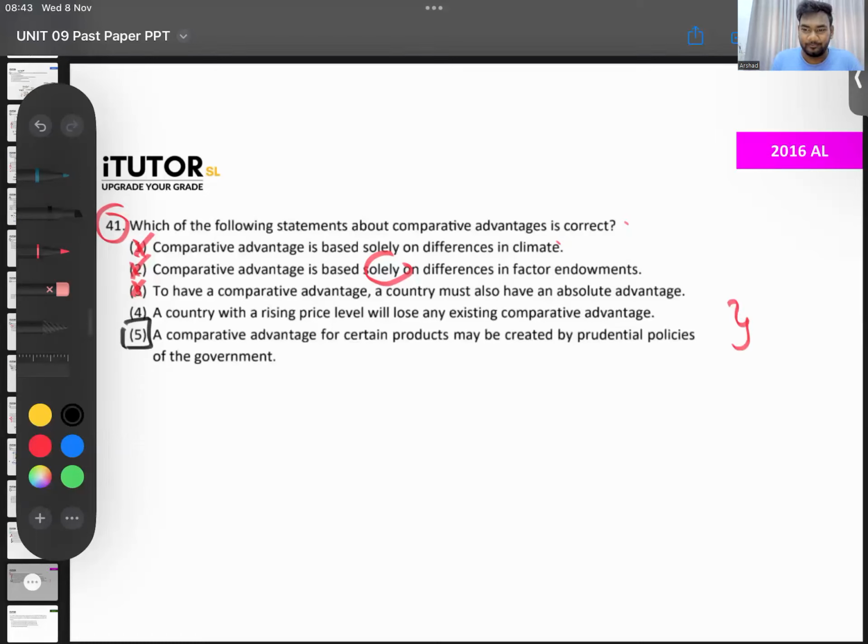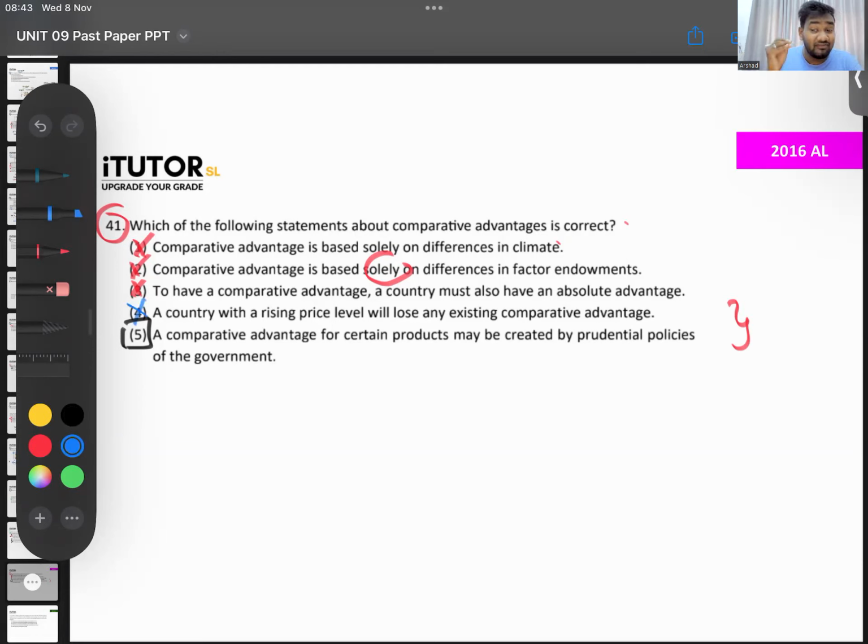Then why is 4 wrong? A country with a rising price level will lose any existing comparative advantage. Now see, they are saying it definitely will lose. Usually, if the prices go up, you might lose your competitiveness, correct? But let's say for example, Sri Lankan tea. Even if the price goes up, since we have a very strong brand name for tea, people will still buy our tea. We will still have the competitive advantage. So it doesn't always happen. So this 4 looks correct, but not always.